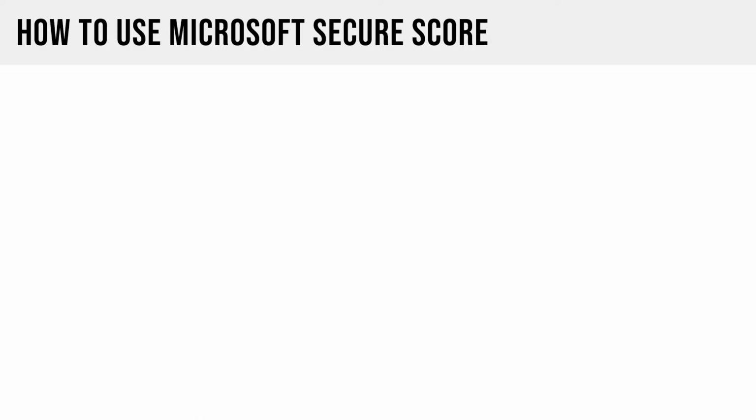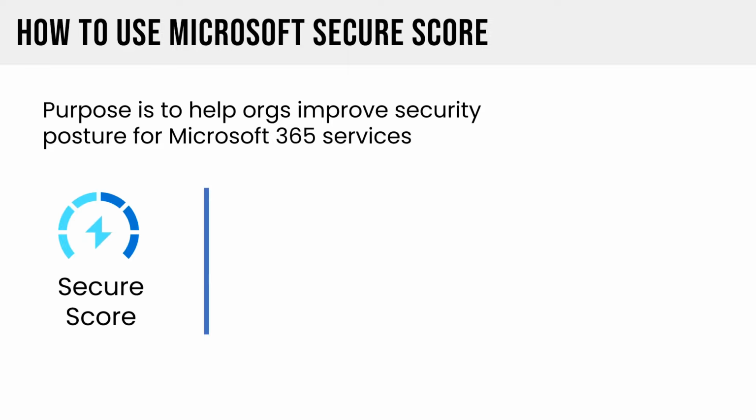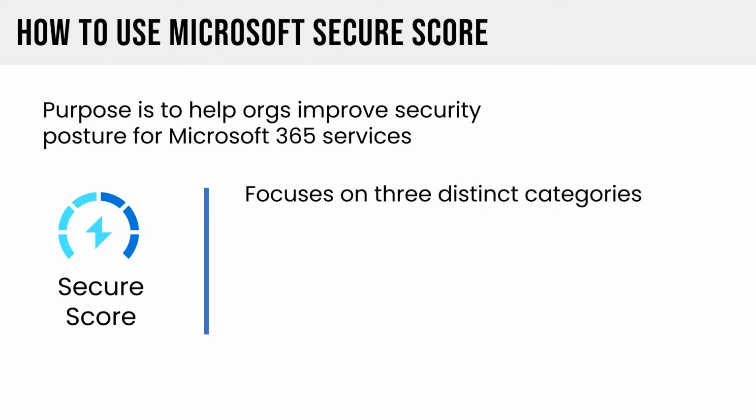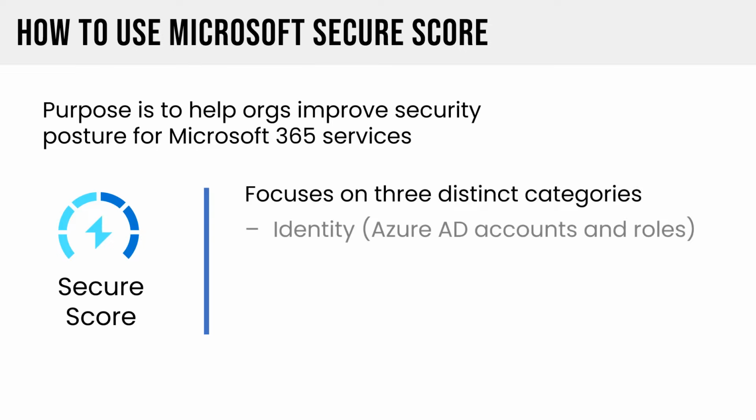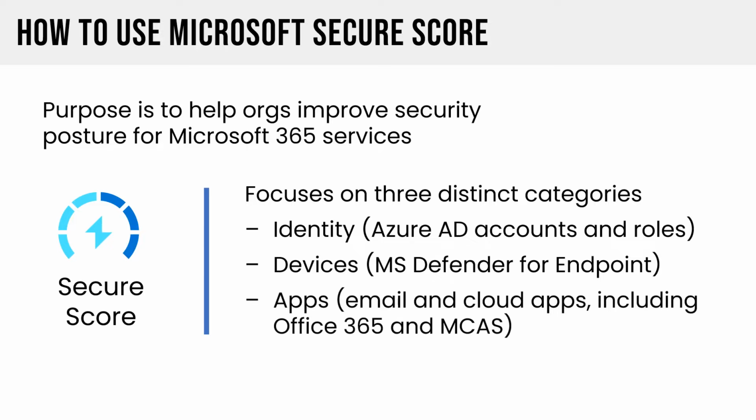So previously we talked about Azure Secure Score. Now we're going to talk about Microsoft Secure Score. And the purpose of Microsoft Secure Score is to help orgs improve their security posture for Microsoft 365 services. So the focus here is different. There are three distinct categories in this Secure Score. There's identity, which will be focused on your Azure AD accounts and roles, devices, which is Microsoft Defender for Endpoints, and apps, so email and cloud apps, including Office 365, and data from Cloud App Security.